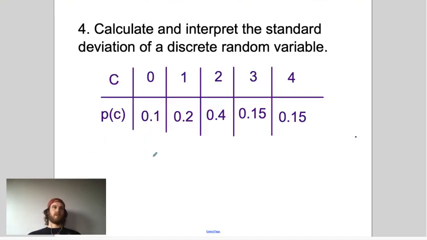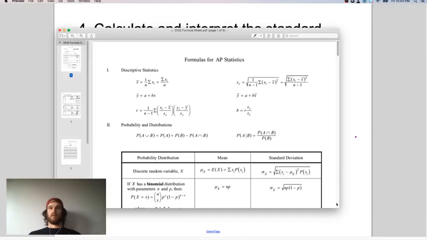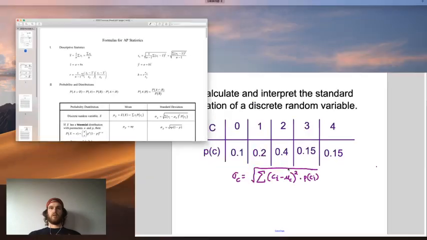So we'll say the standard deviation of C is equal to the square root of the sum of the C sub i's minus mu sub C. So minus the mean that we just calculated squared times the probability of all of those C sub i's. I think I got that right. Let's double check. Yep, just replace x, we're good to go.